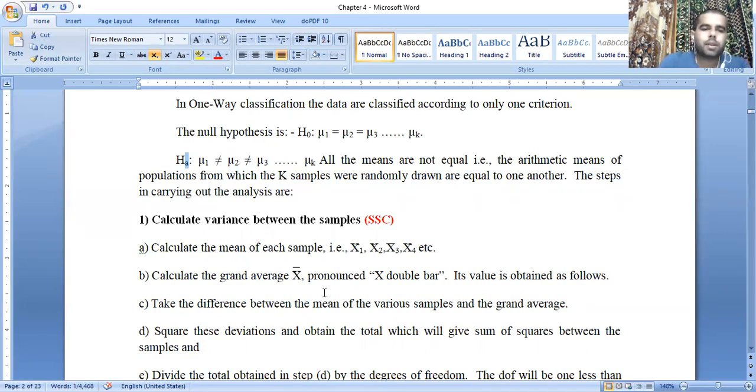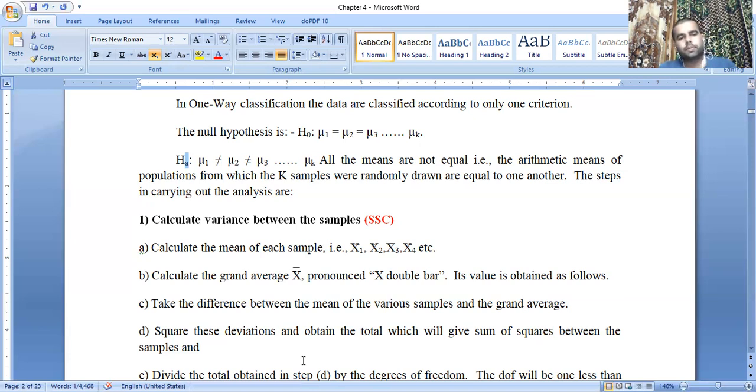The next step: take the difference between the mean of the various samples and the grand average. Then square these deviations and obtain the total, which gives the sum of squares between the samples. After getting the mean values, simply square all the deviations, then you will get the sum of squares, that is the SSC value. Observe carefully: in the problem, sample 1, sample 2, sample 3, sample 4 values will be there.